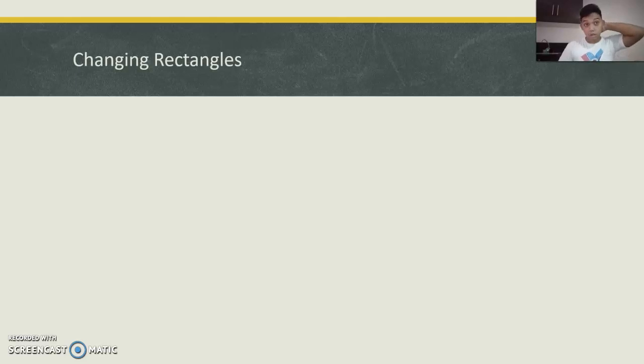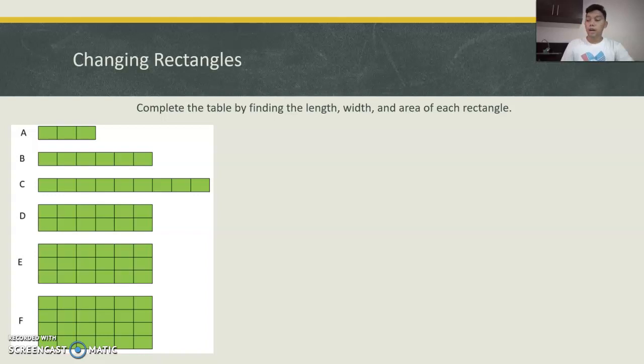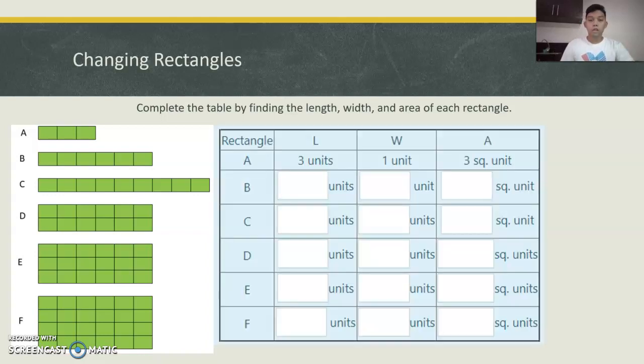Before we proceed to the proper discussion, let's have this activity first. Complete the table by finding the length, width, and the area of the rectangle. Here are the six rectangles. Let's fill in the blocks. Rectangle A is given as an example. Let's fill in first the length column, then the width, and then the area.